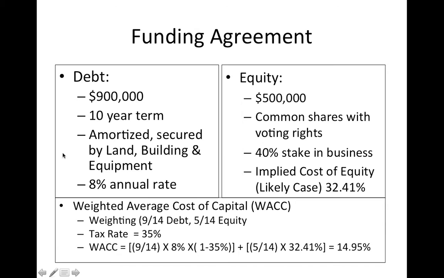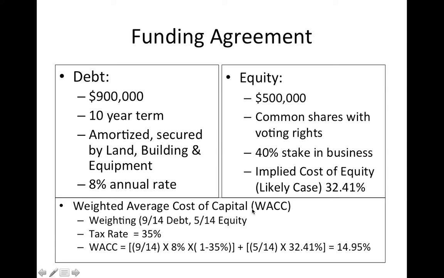On the funding agreement, you'll see that it now reflects exactly what we agreed. I agreed a $900,000 debt at 8%, 10 years, secured, amortized. I got $500,000 in equity for a 40% stake in the business, and using the likely case that came out to a 32.41% cost of equity. So you want to reflect all of that information so that we, looking at the project, can understand where everything went.